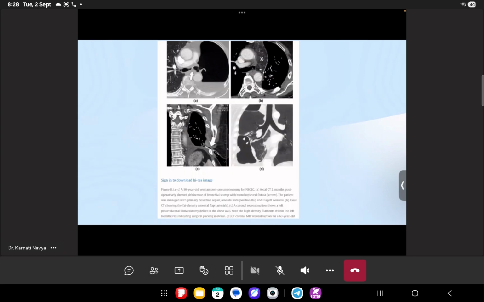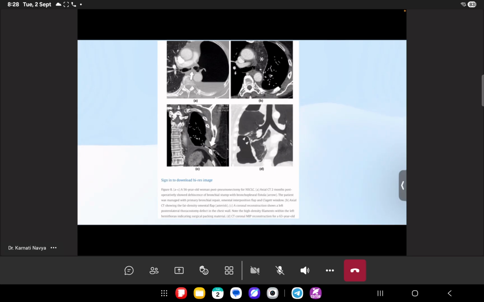This is a 56-year-old woman, post-pneumonectomy for non-small cell lung carcinoma. The first image, at 2 months post-operative, showed dehiscence of the bronchial stump with a bronchopleural fistula. The patient underwent primary bronchial repair, omental interposition flap, and Clagett window.